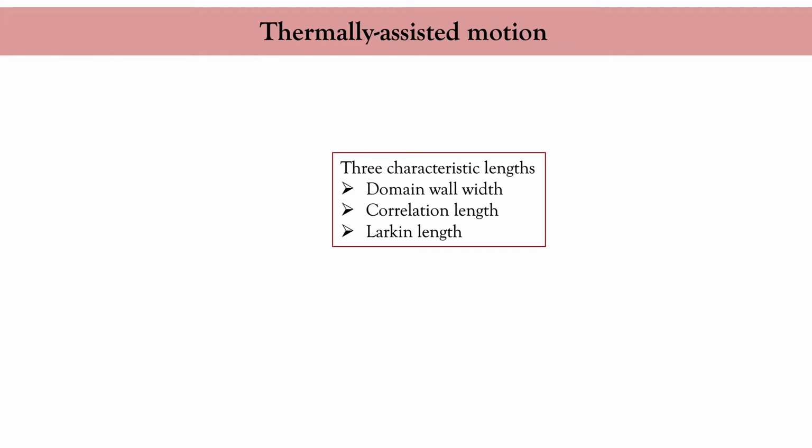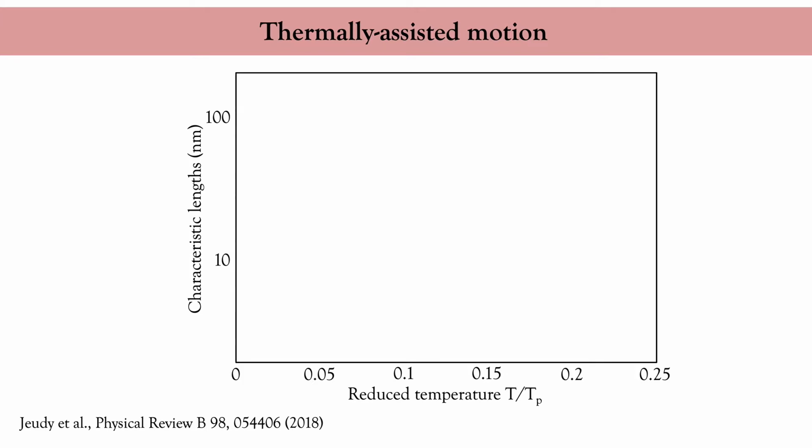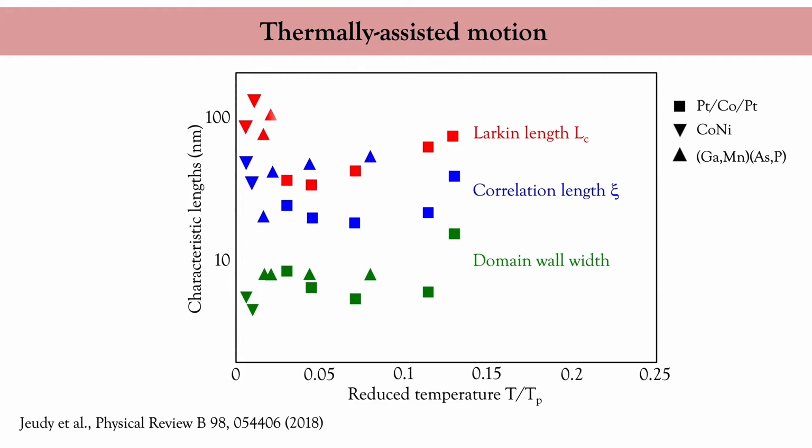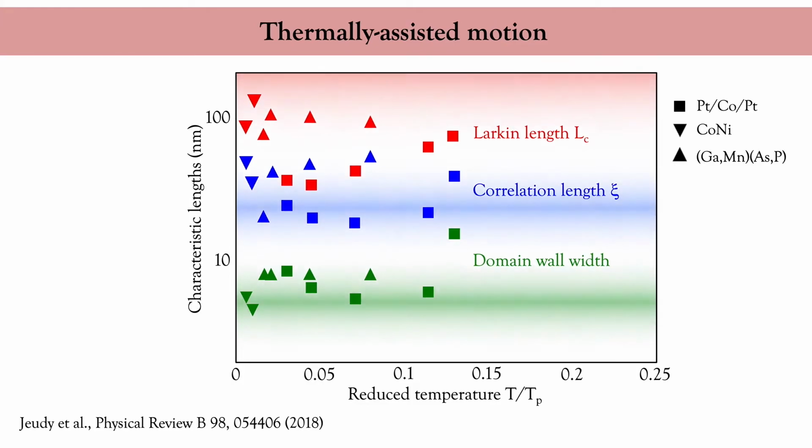Vincent Jeudy's team has extracted these scaling lengths in three typical systems as a function of the temperature. In platinum-cobalt-platinum, the domain wall width is around 10 nanometers, the disorder correlation length is around 20 nanometers, and the locking length is a bit larger, around 30 to 50 nanometers. So we are not talking about orders of magnitude differences, but these lengths are still well separated. We have something similar for nickel-cobalt, as well as for gallium manganese arsenide. In all these systems, the scaling lengths seem well ordered, and one can, in principle, apply the model discussed above.